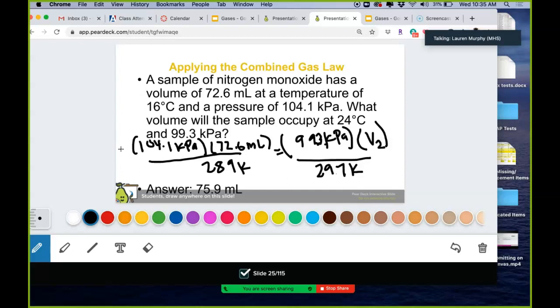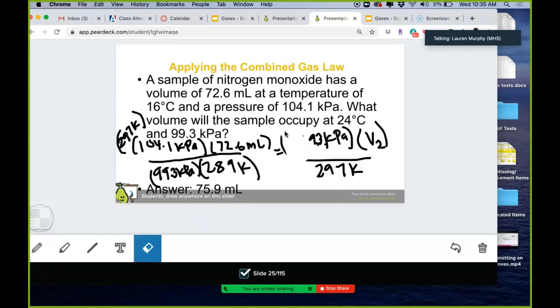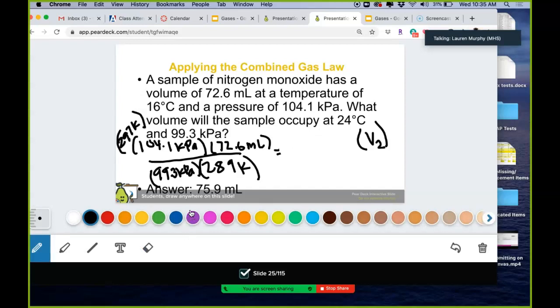So I rearrange and solve for V2. So 297 comes up here. Ugh, of course, I ran out of room. 297 comes up. The 99.3 comes down. Now, calculator-wise, I want to talk to you. A lot of kids make mistakes on their calculators plugging this in because they don't use parentheses properly. So I'm going to tell you my foolproof way of doing this. Let me do units real quick. Kelvin cancels. Kilopascal cancels. And we're left with milliliters, which is a unit for volume.